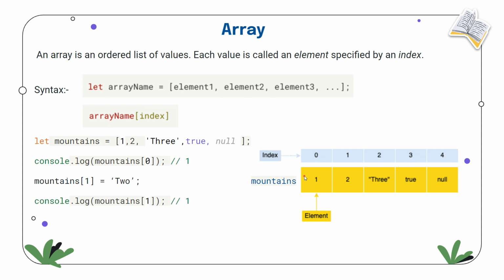We can access an element using the array name, that is the variable name, with the index. So mountain of 0 will print 1, and of 1 will print 2. This is how we can access the array. We have understood the basic structure of an array, how an array looks and how it can be accessed. Now there are so many things we can do with the array.